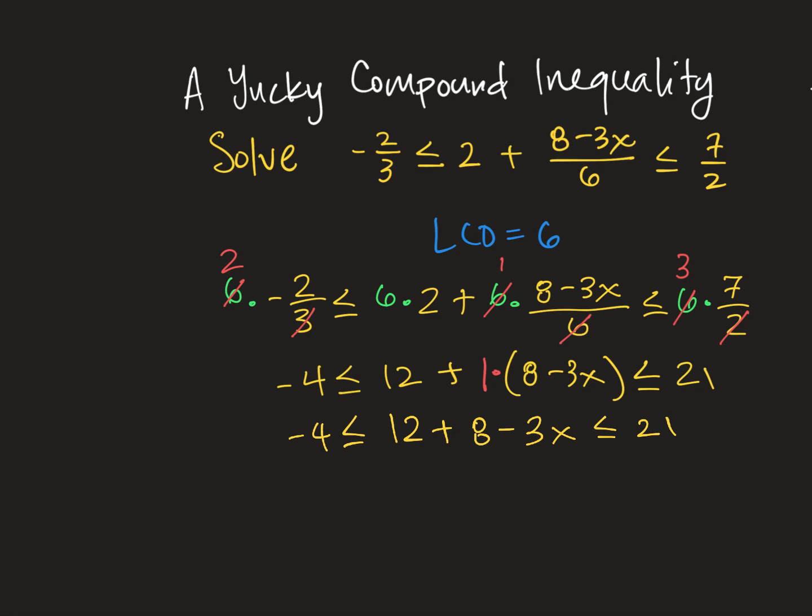Okay. Now, in the middle, I have a little bit of simplifying I can do. I have some like terms that can be combined. 12 plus 8, that's math that we can all do. Negative 4 less than or equal to, going to call that 20, minus 3x is less than or equal to 21. Okay, so I know I don't have near enough space to finish this problem on this slide. I'm going to try and go to the next slide.